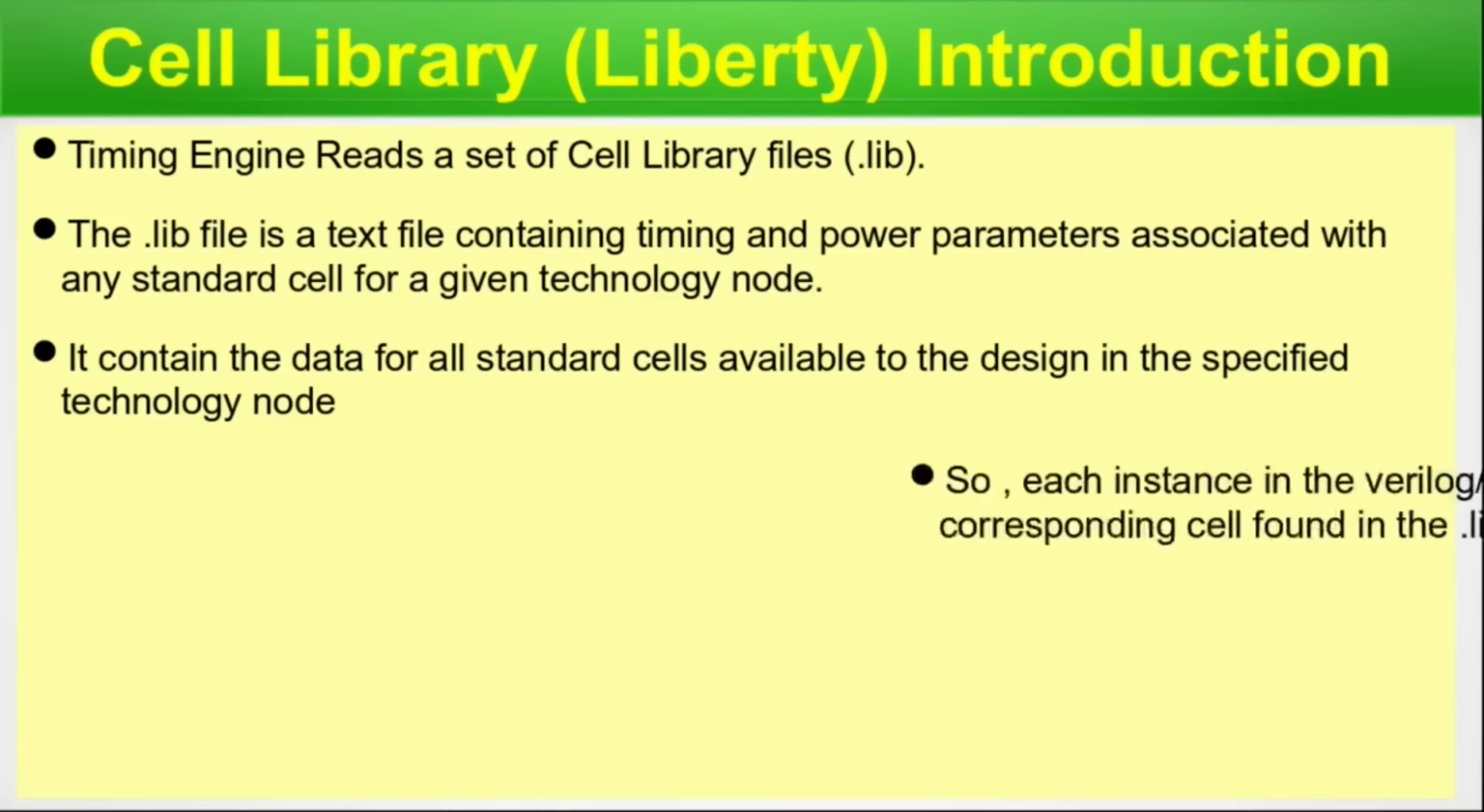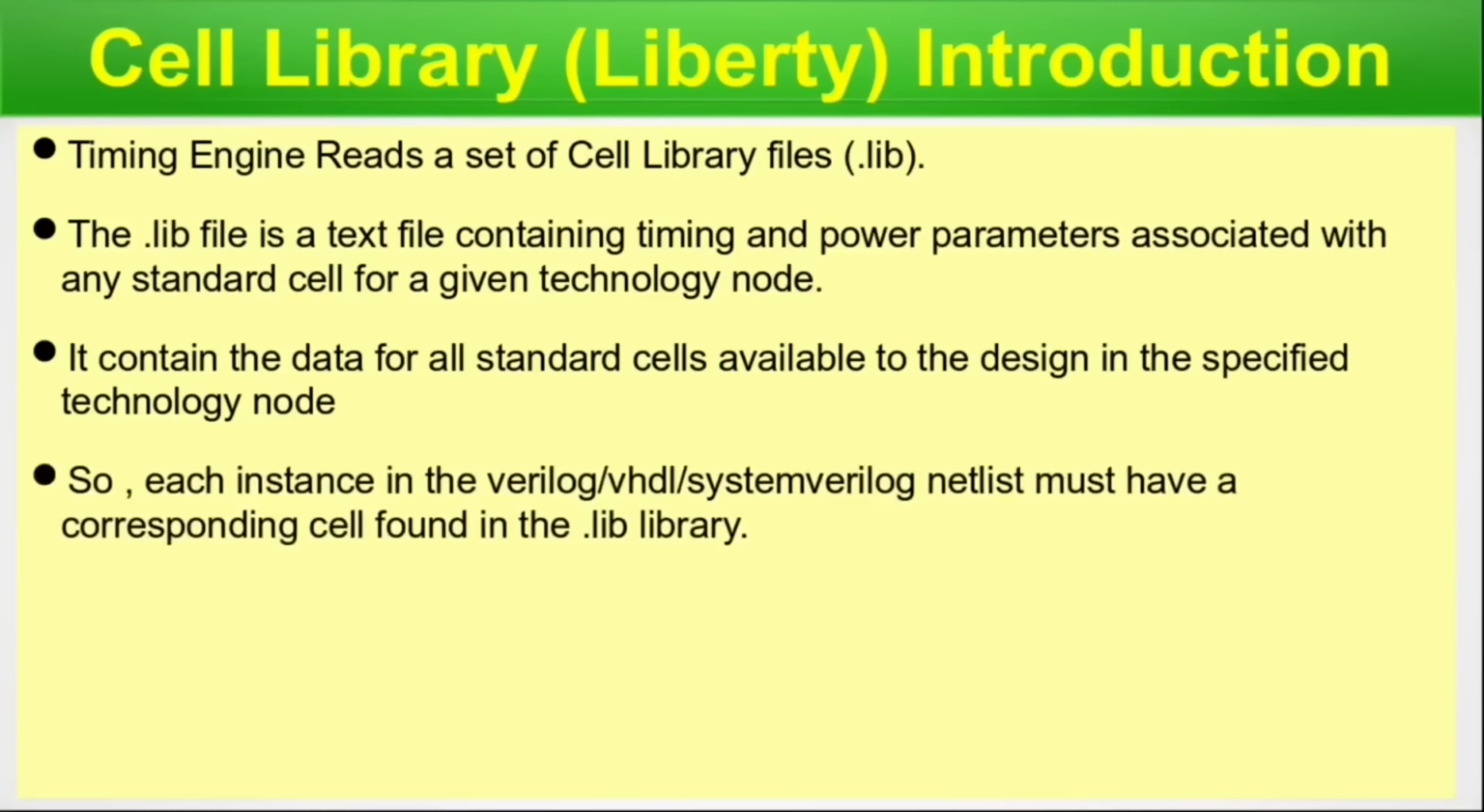I have just mentioned it. So each instance in the Verilog, VHDL or SystemVerilog netlist must have a corresponding cell found in the .lib library. So guys, whenever you are reading the files inside your timing engine, you load your Verilog file, then you load your .lib file. The loading of these files goes to the temporary live database, that is the design database with the timing shell, which will automatically map the corresponding Verilog and its corresponding cell sections from the .lib file. It will do so with its intelligence.